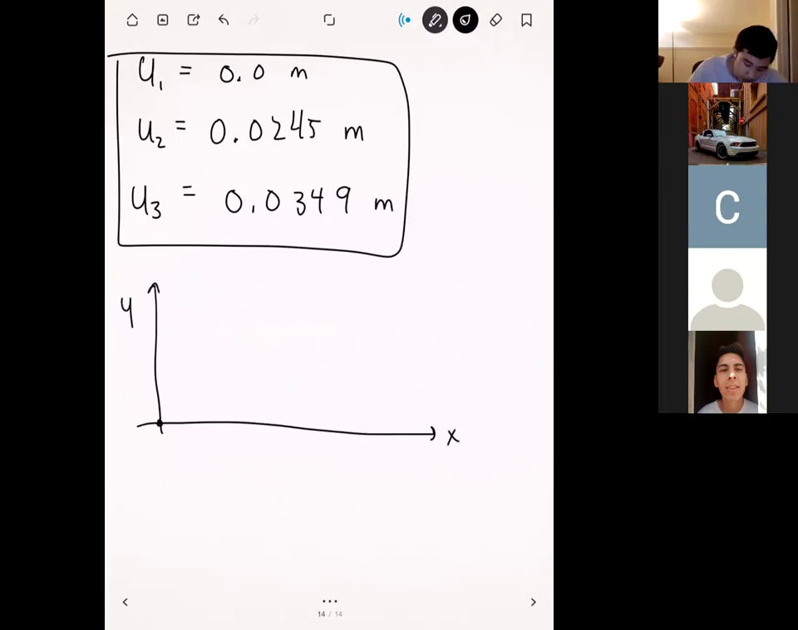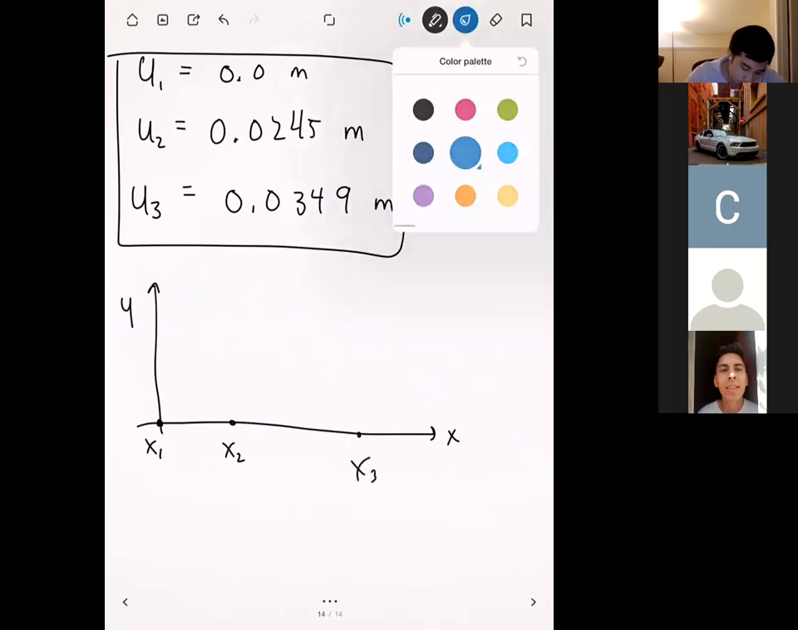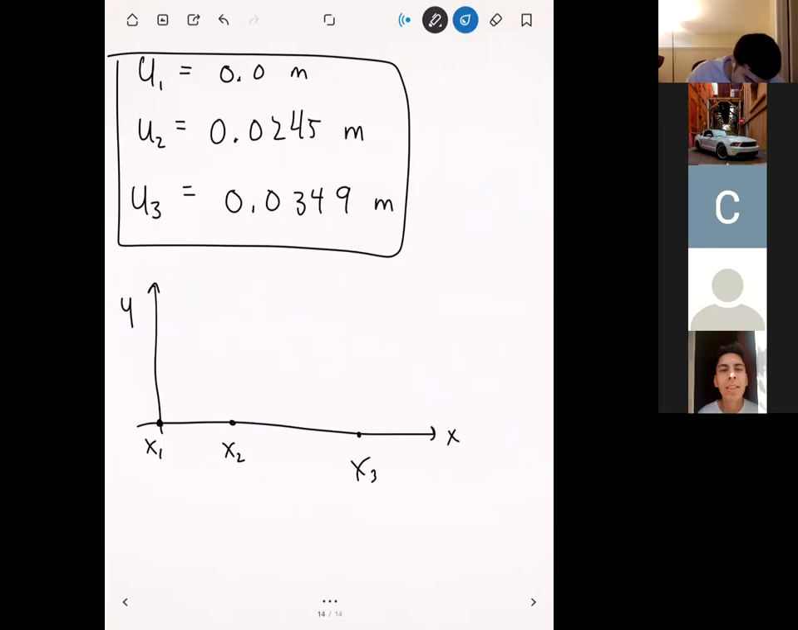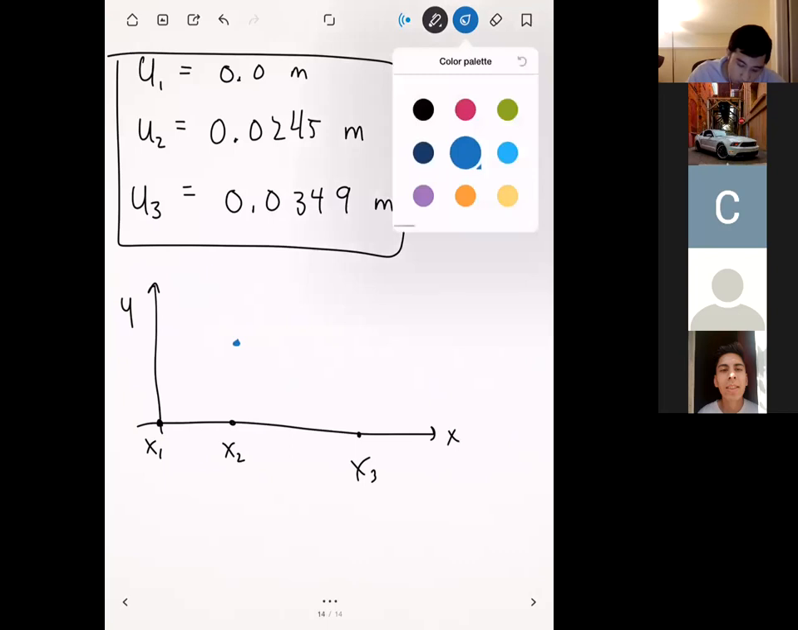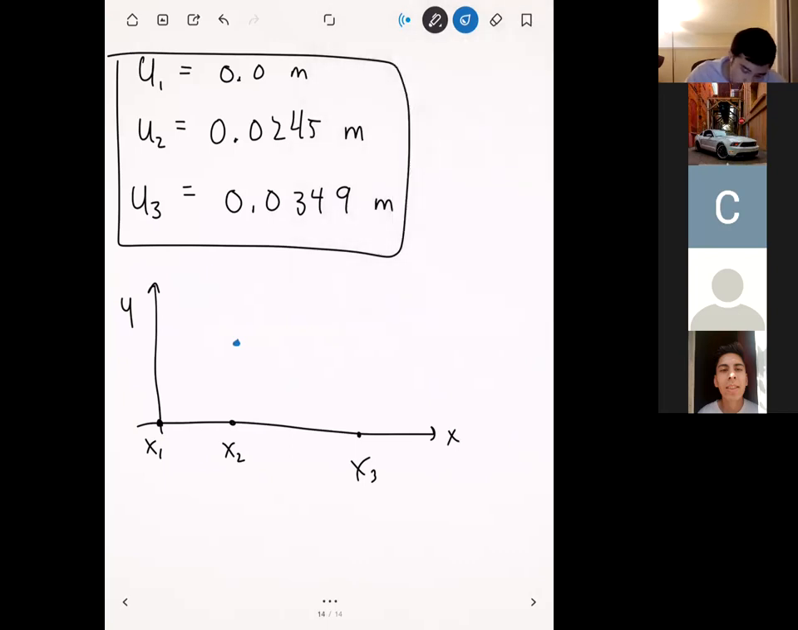We start here at x is equal to 0, and then let's say that here is the location for x2, and here's the location for x3. Okay, we can see here that u2, we'll say that this is 0.025, and then up here, we can say that we've grown by that much. Right? So this here would be u1, u2, u3. So we can draw kind of a graph that looks like that. Okay.